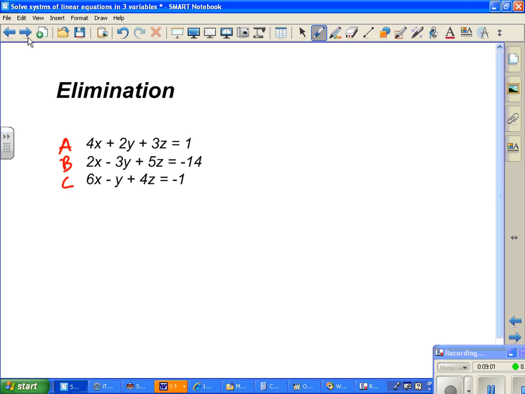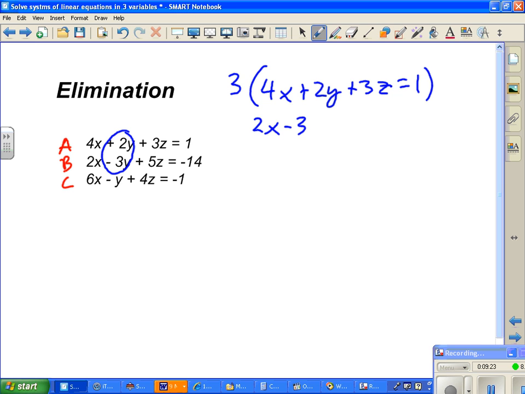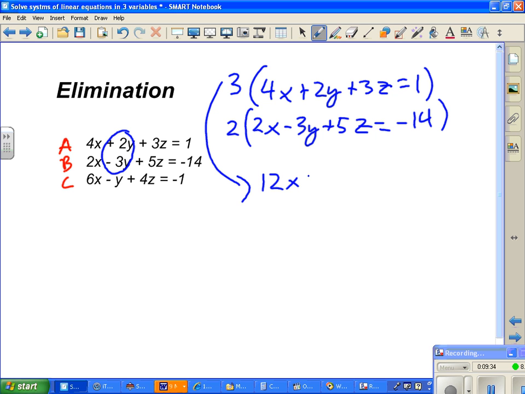So if I'm going to get rid of y in these top two, I need to multiply the top equation by 3 and the bottom equation by 2. So I've got 4x plus 2y plus 3z equals 1. I'm going to multiply this one by 3. And then I've got 2x minus 3y plus 5z equals negative 14. I'm going to multiply this one by 2. When I do that I end up with 12x plus 6y plus 9z equals 3.